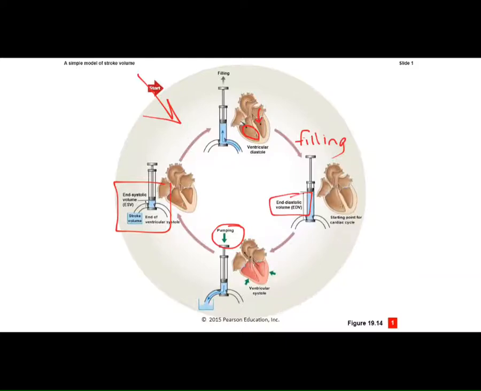A lot of it, but not all of it. And the amount of blood each time that it pushes out is going to be about 80 milliliters. So you're going to take the end diastolic volume, and you're going to subtract the ESV, the end systolic volume, to get your stroke volume.